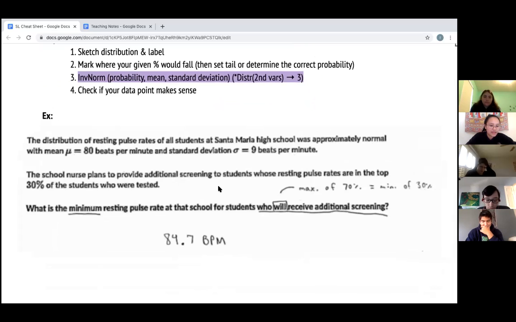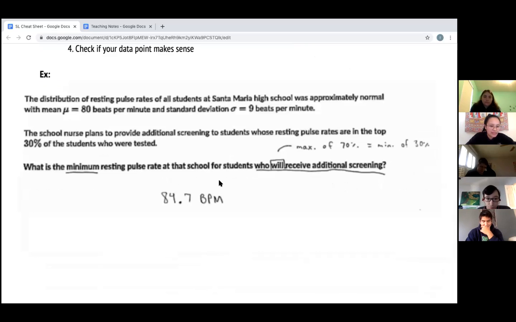Over here it gives you the mean, 80 beats, so that you're good with what's given. And then you got a standard deviation, it said 9 beats per minute. This is a simple example, but it says the school nurse plans to provide additional screening to students whose resting pulse rates are in the top 30% of the students who are tested. And so it says top. So over here, it's going to be max is 70% and min is 30.